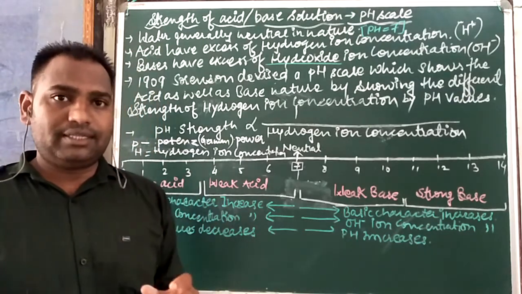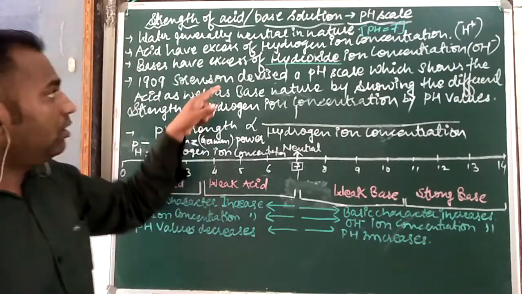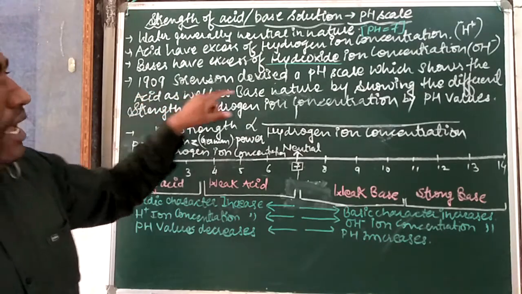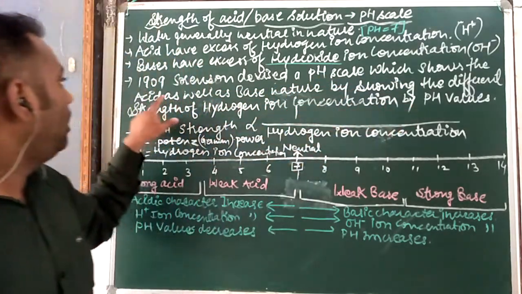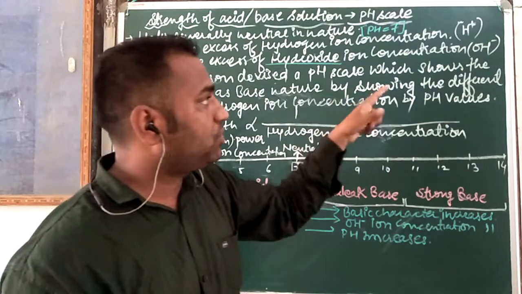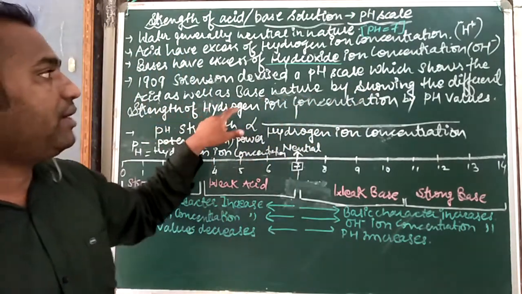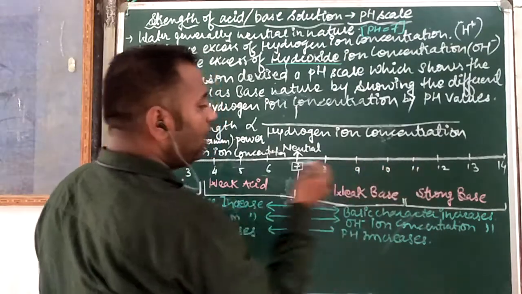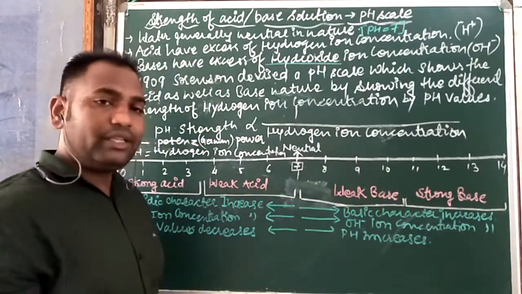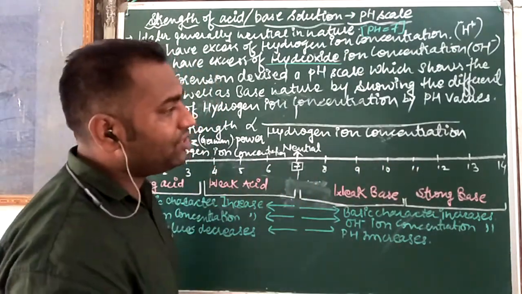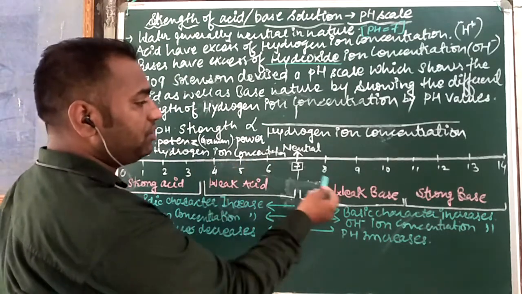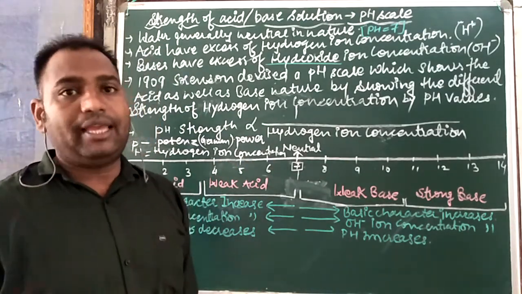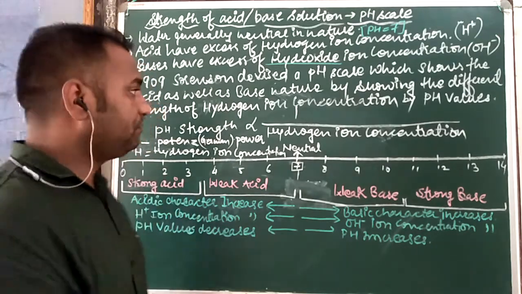The pH scale is a scale devised by Sorensen, a German scientist, in 1909. It shows the acidic as well as basic nature by showing the different strengths of hydrogen ion concentration through pH values. These are the pH values, showing the different hydrogen ion concentrations. This hydrogen ion concentration shows a solution's nature, whether acid or base.